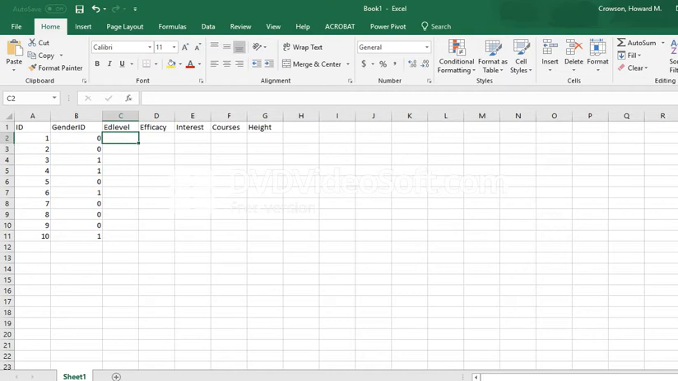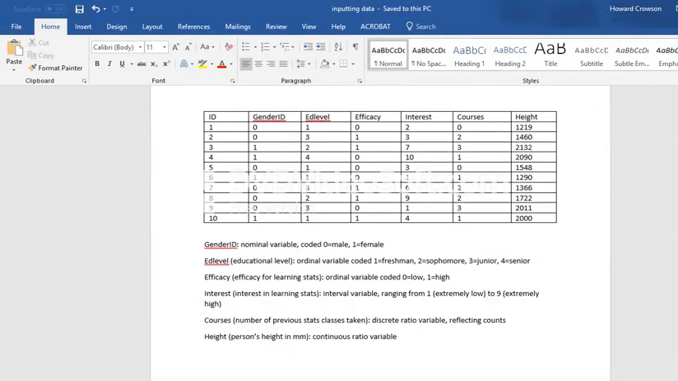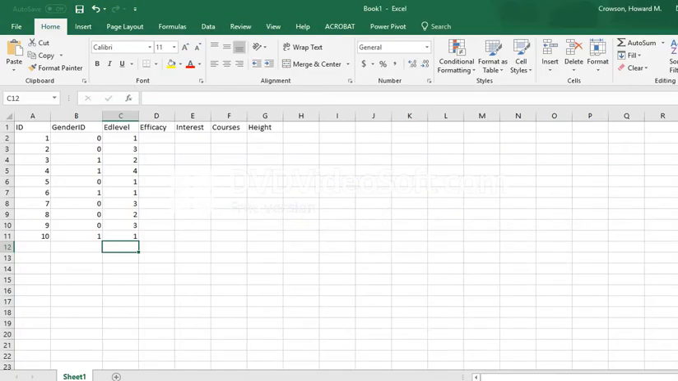Then for ed level, we'll type in 1, 3, 2, 4, 1, 1, 3, 2, 3, 1. And the ed level variable was reflecting essentially a person's designation as freshman, sophomore, junior, or senior in college. And so a value of 1 reflects freshman, value of 2, sophomore, and so forth. So this is an ordinal variable within our data set, and so that's essentially how I've used that coding system to designate those levels. Then we have efficacy as a variable.